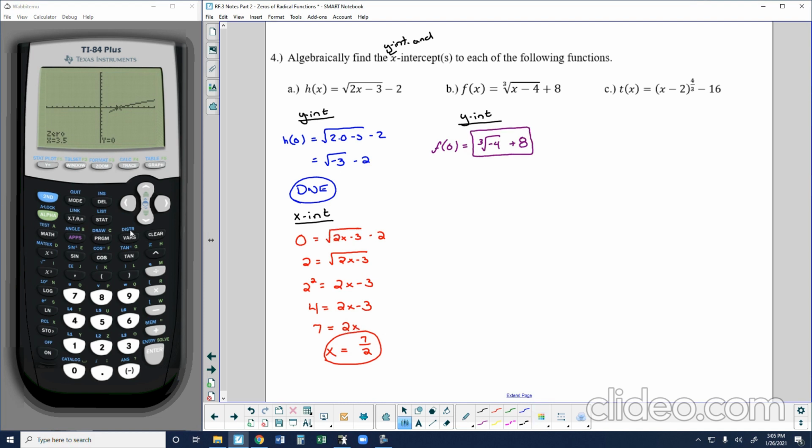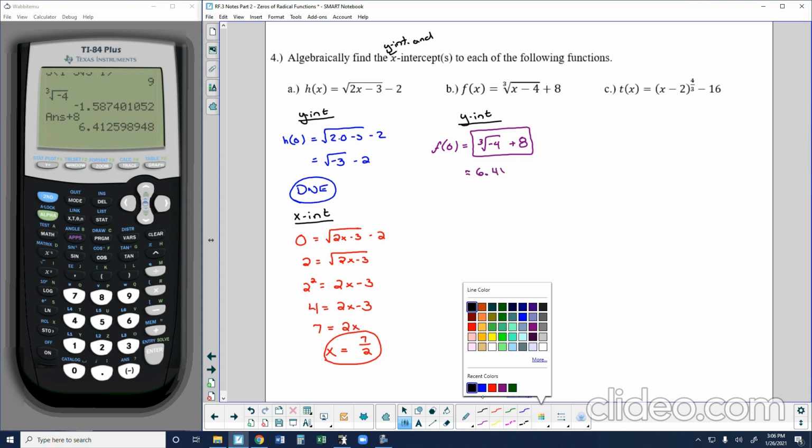Now we can estimate that value if we want to get a rounded answer. In the calculator we can do the cubed root of negative 4 plus 8, and we're going to get approximately 6.41. So if you want to round your answer, you can, but also leave that exact expression down there just in case you need that exact expression.